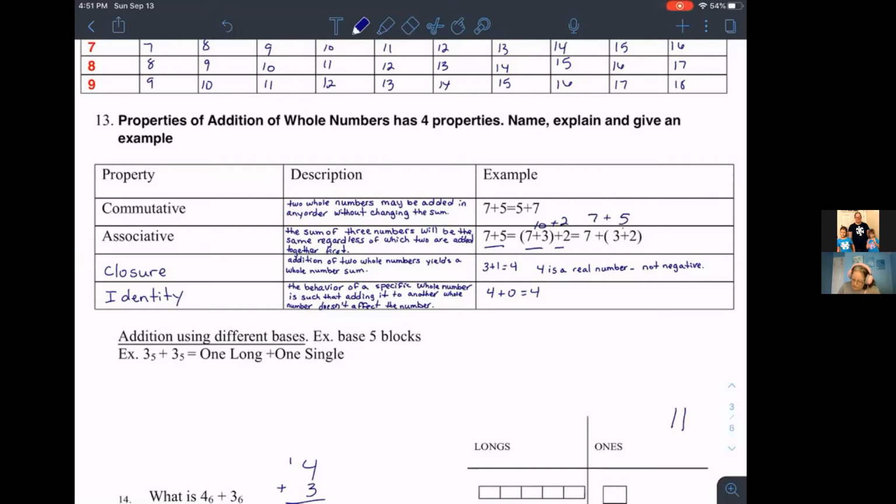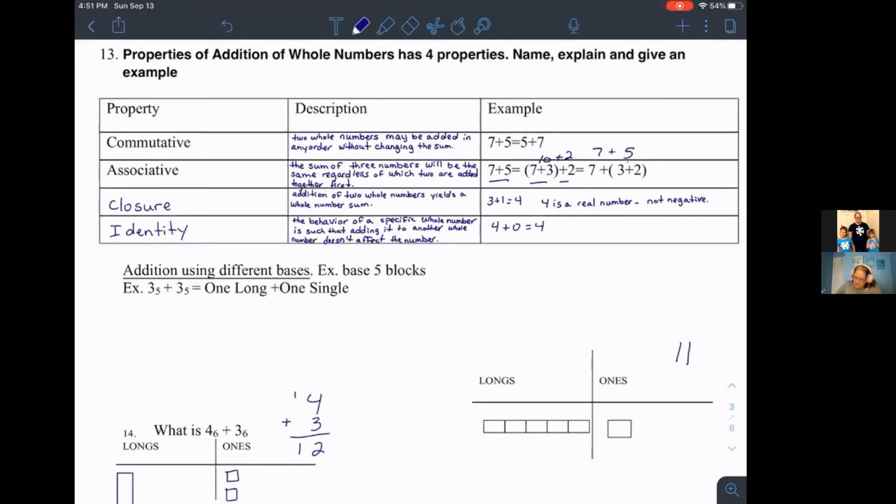For closure property, it says addition of 2 whole numbers yields a whole number sum. An example would be 3 plus 1 equals 4. 4 is a whole number, not negative. So it doesn't give you a negative number. A positive and positive won't give you a negative. It'll always give you a positive.